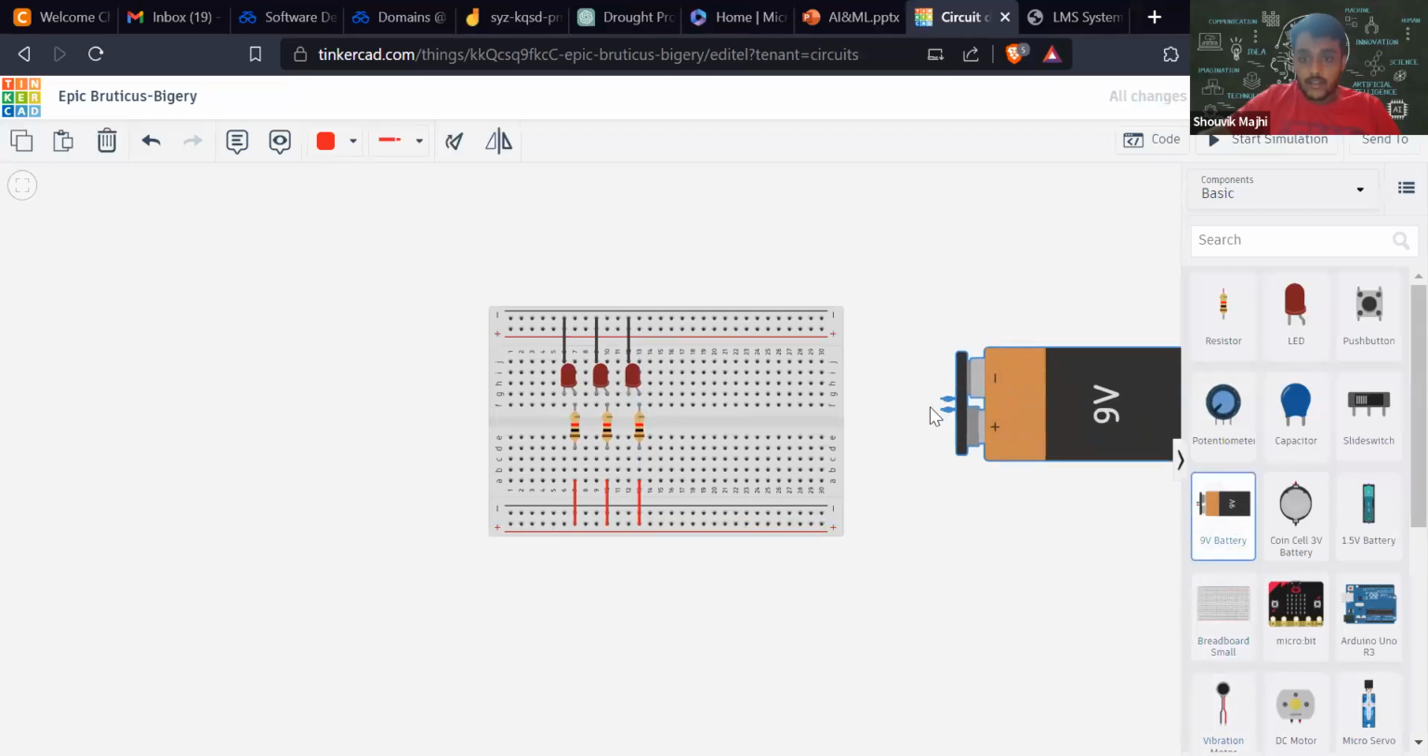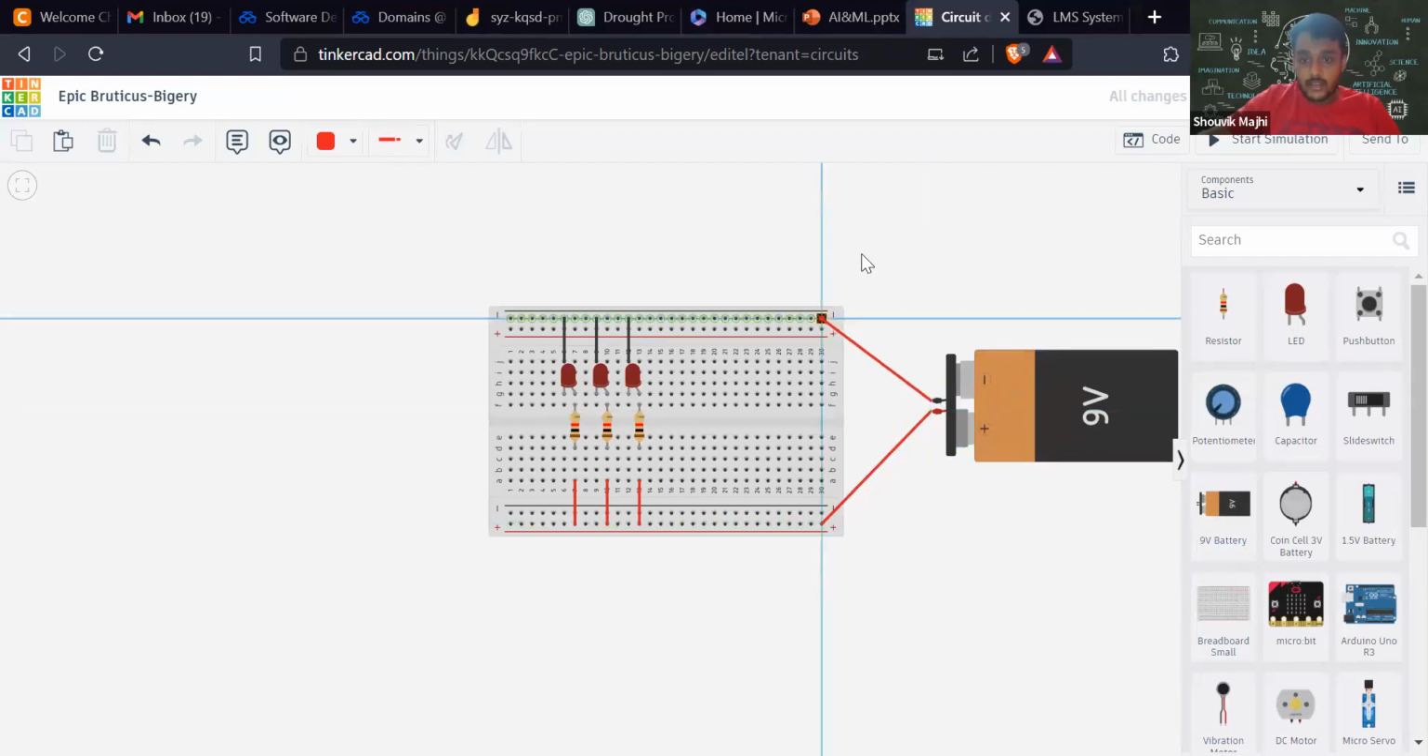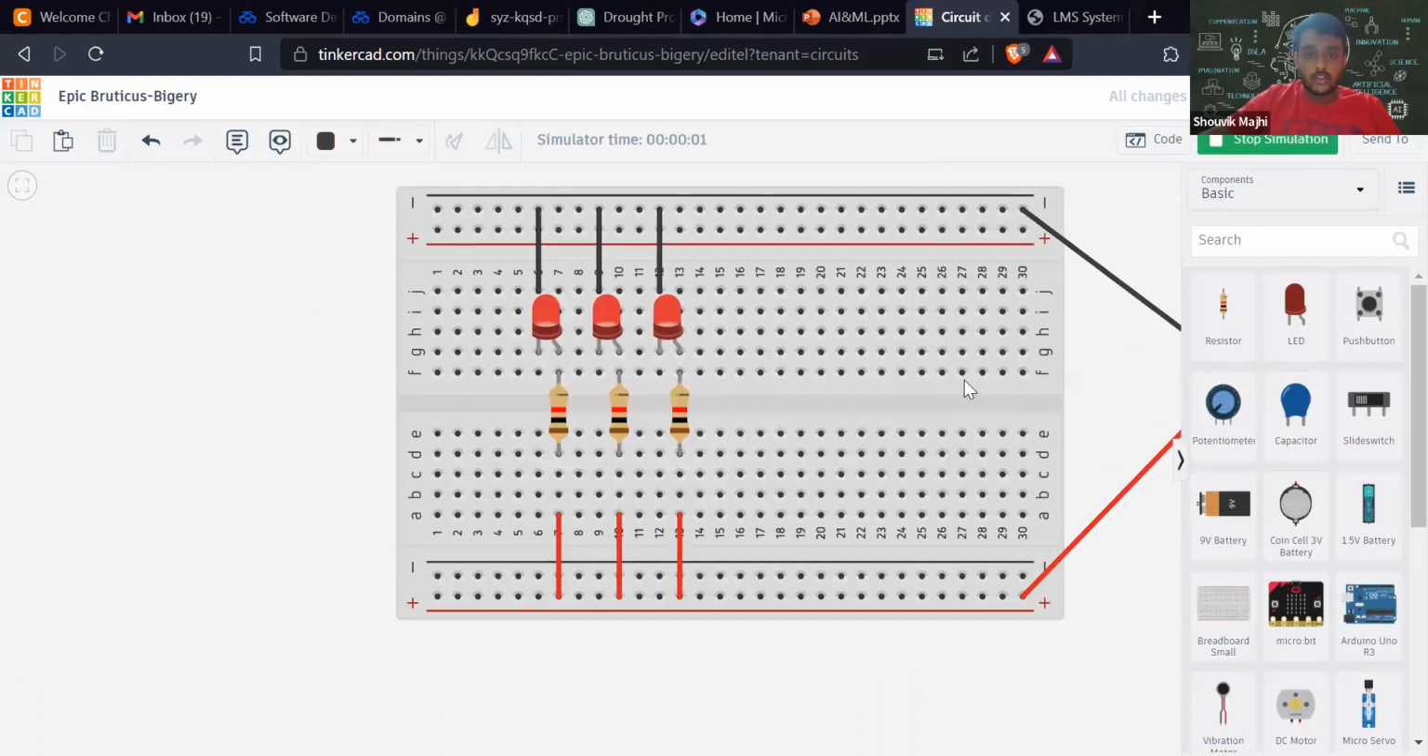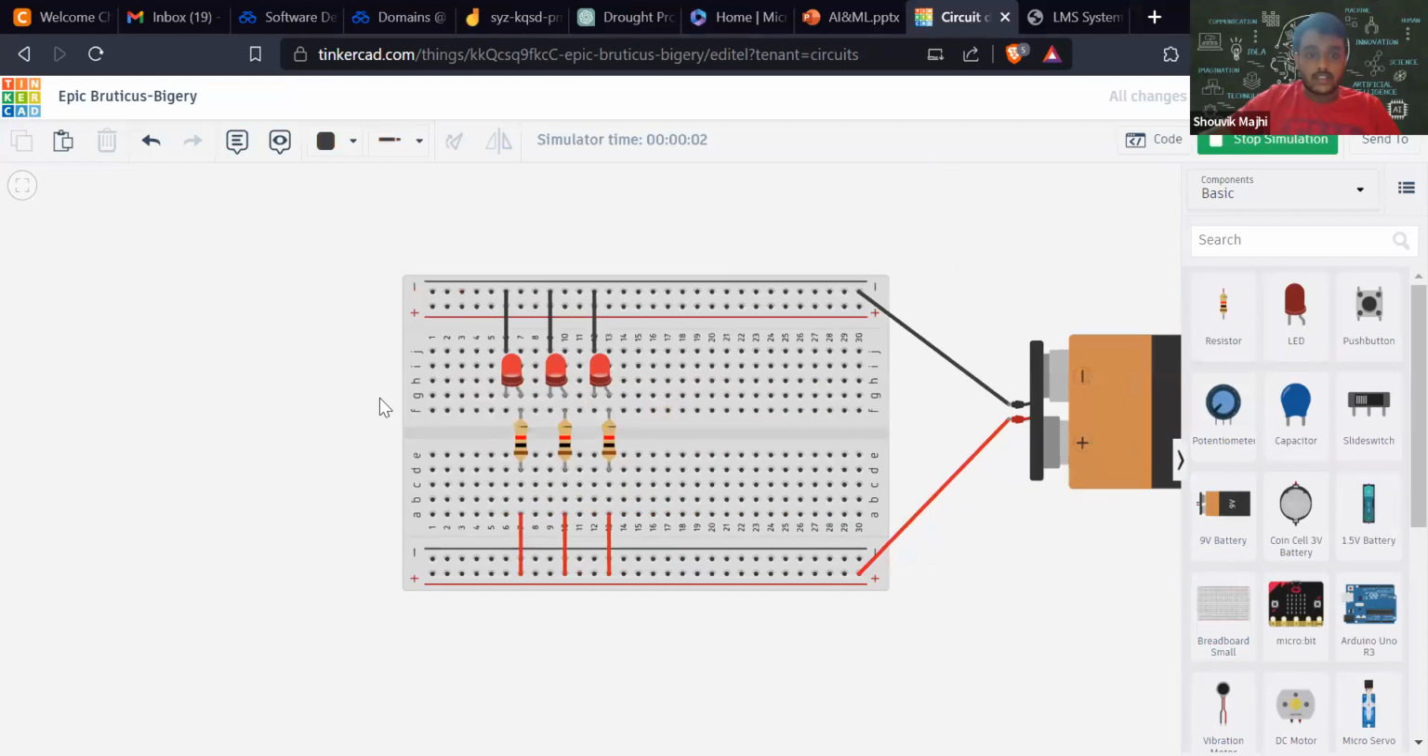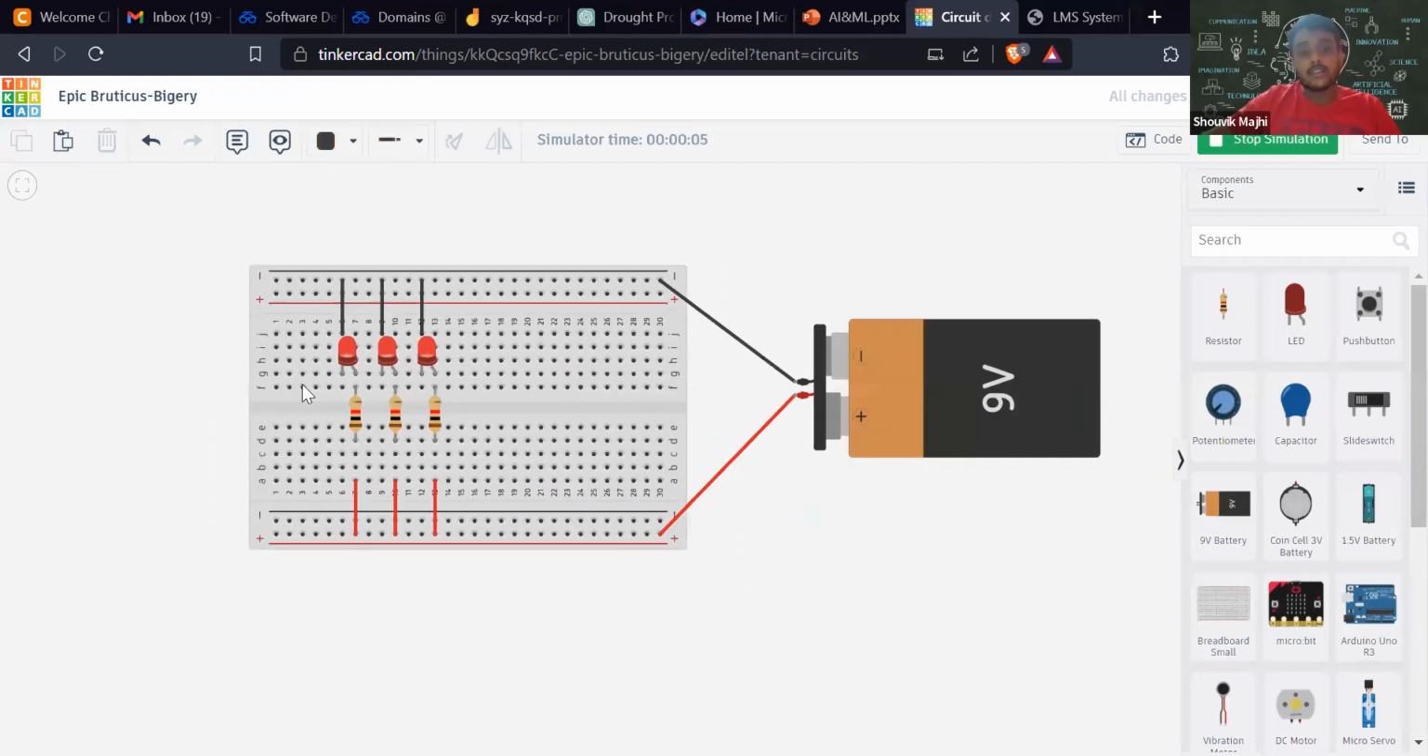And now let us take a battery. The positive has been connected to the positive side, and the negative has been connected to the negative side, right? Let's make the circuit complete and let us go for start simulation. Okay. So this also says my connection is correct and the LEDs are connected in parallel this time.